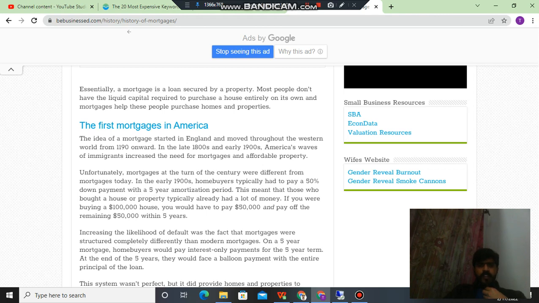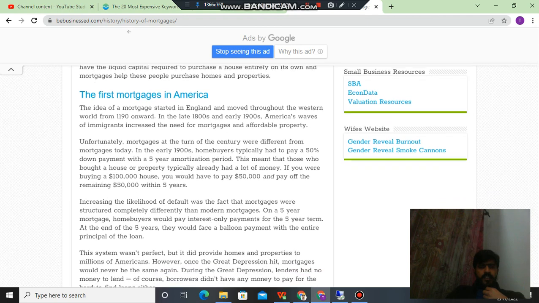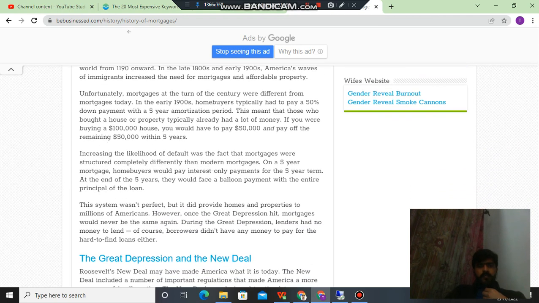If you were buying a $100,000 house, you would have to pay $50,000 and pay off the remaining $50,000 within 5 years. Increasing the likelihood of default was the fact that mortgages were structured completely differently than modern mortgages. On a 5-year mortgage, home buyers would pay interest-only payments for the 5-year term. At the end of 5 years, they would face a balloon payment with the entire principal of the loan.